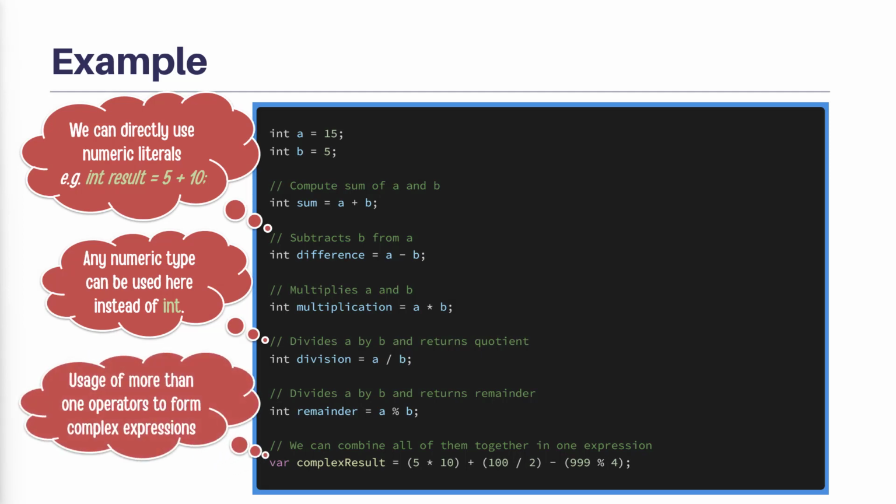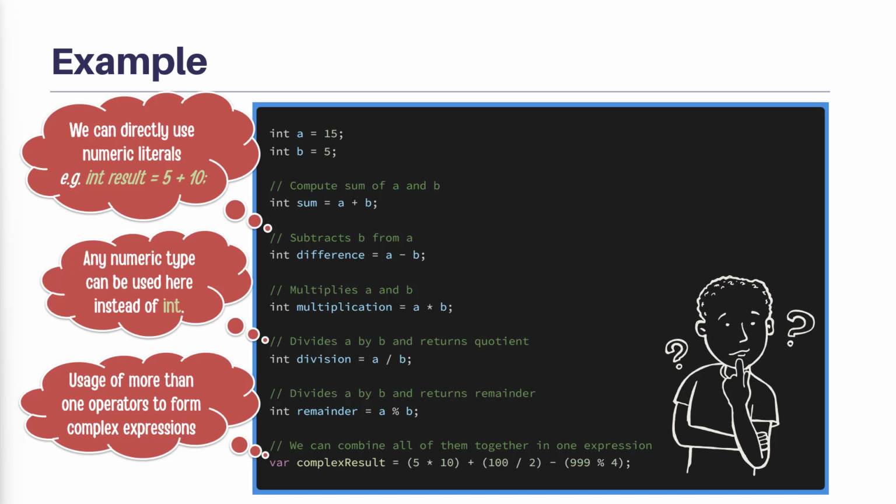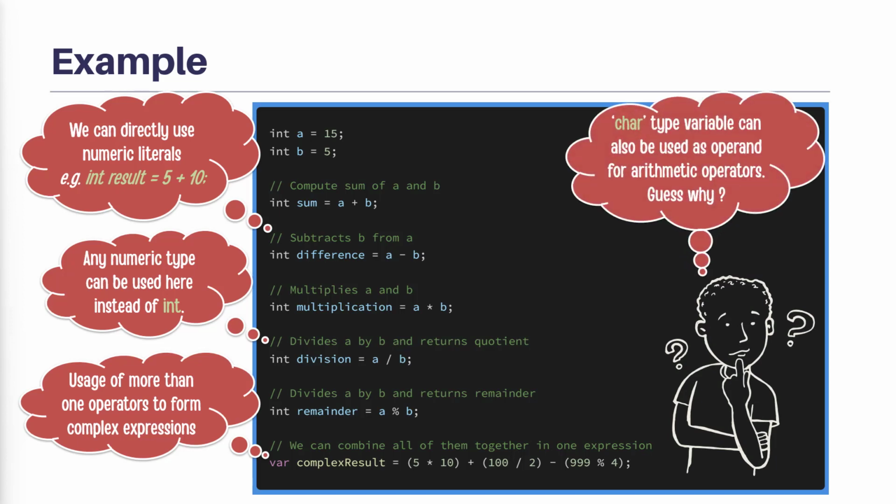Now it is time for one interesting fact. I told you that we can use arithmetic operators with numeric data types, but we can also use arithmetic operators with char type variables. Can you guess why? Because character type values are internally integers. So if we apply arithmetic operators on character variables, then the operator will perform arithmetic operations on numeric values of those characters. And then it will return a result which is of integer type.